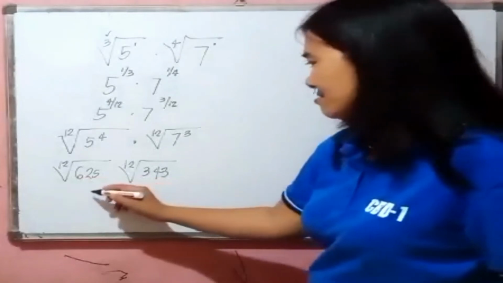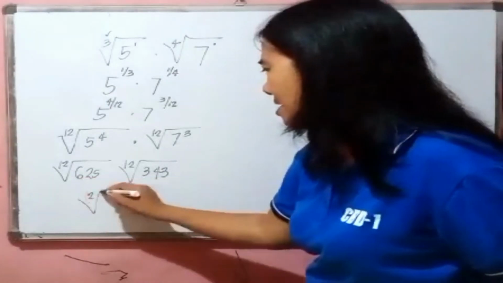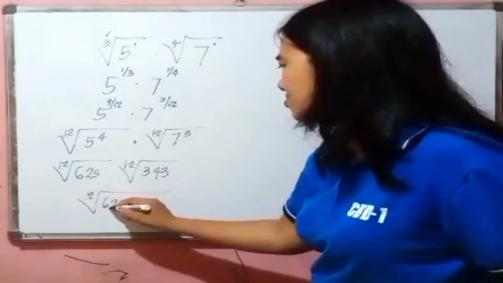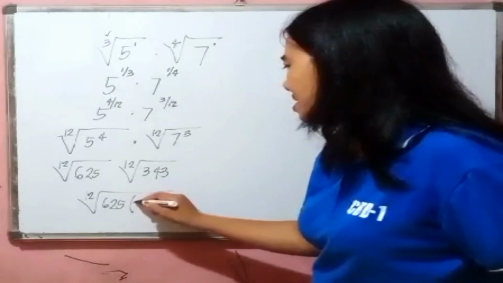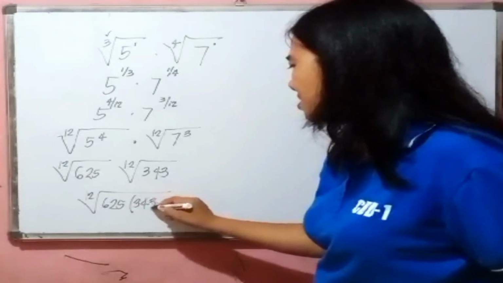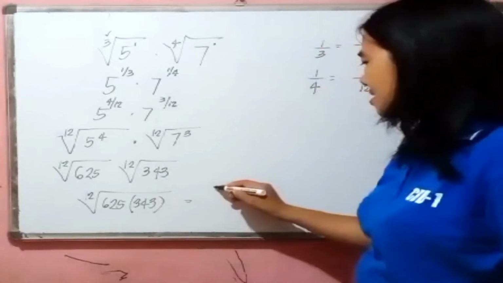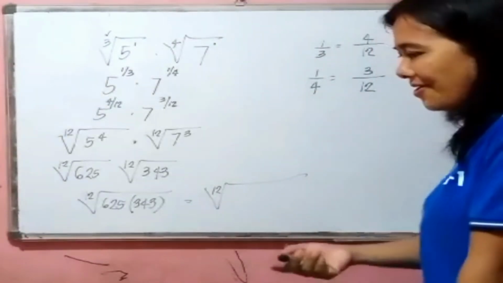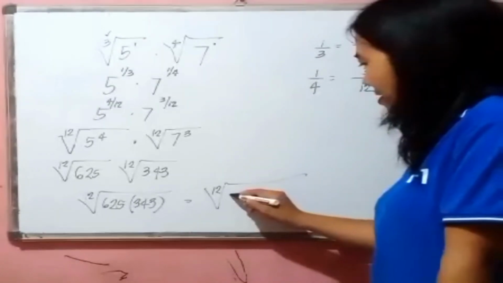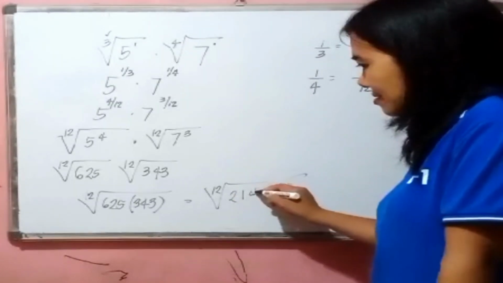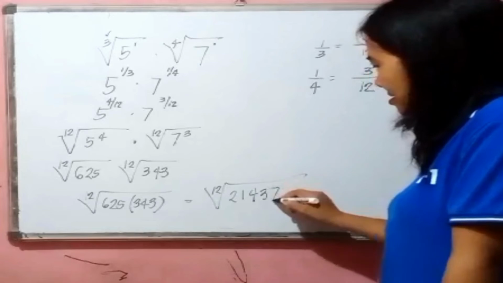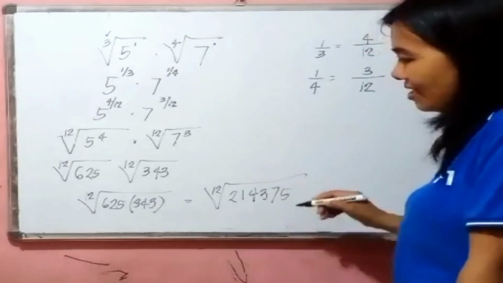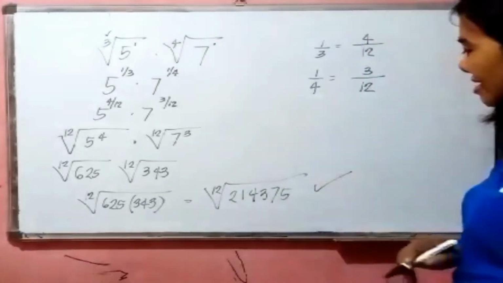625 times. Mag-isahin muna natin sila. 625 times 343. What is the final answer now? Okay, use your calculator. Okay, we have 214,375. Okay, so here is the final answer.